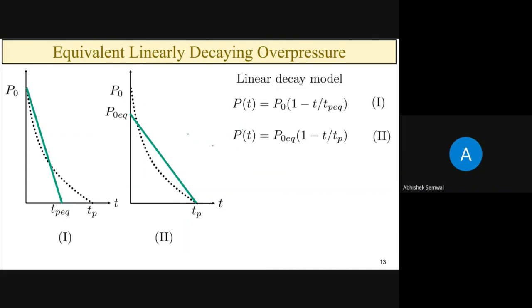Okay, thank you. As I already explained in my previous lecture, we can convert an exponential decay to an equivalent linear decay with some conditions. For example, in case number one, the first condition to get the equivalent line is that the peak overpressure is kept constant. The second condition is that the area under the green curve is equal to the area under the black curve, which is nothing but the specific impulse. Like that, we can develop our equivalent linear model.